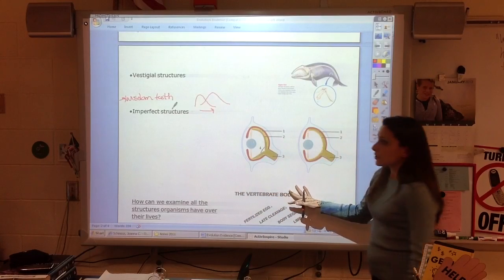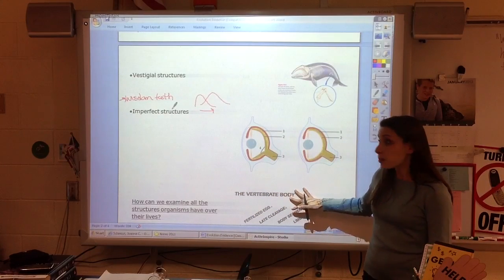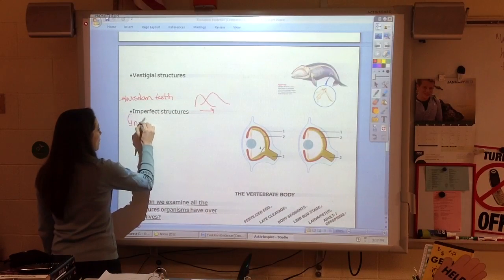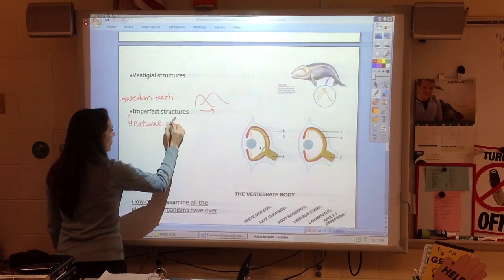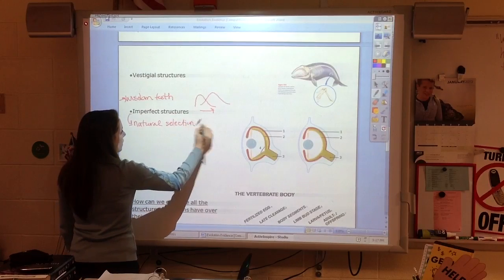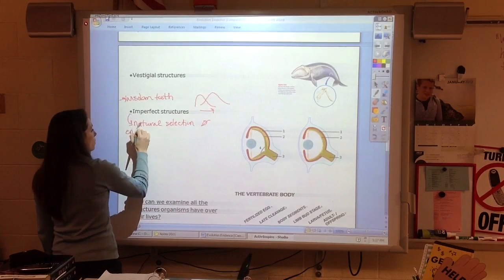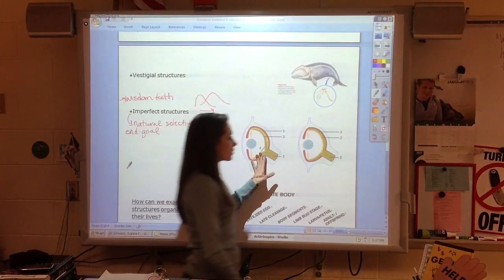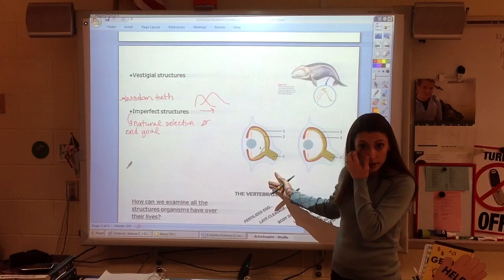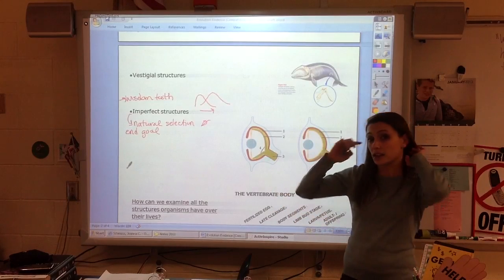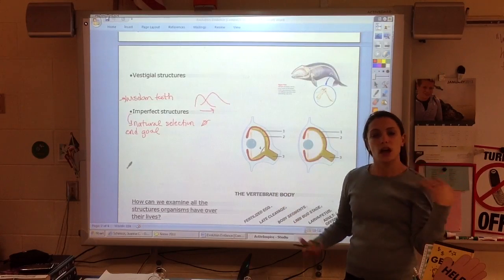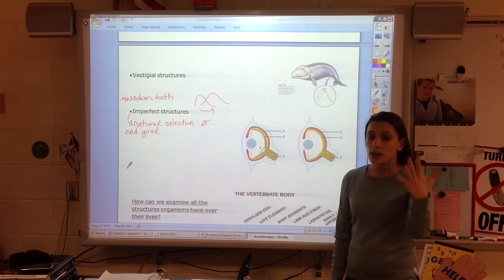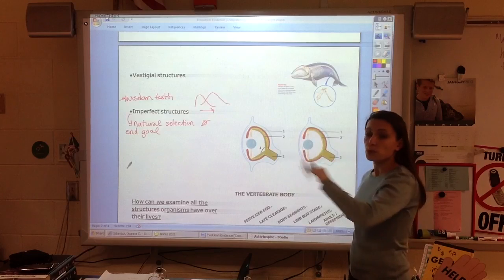The third type of structure that we have to pay attention to is the idea of the imperfect structure. And this really resides in the fact that natural selection has no end goal. And so one thing that we can look at is the vertebrate eye, the idea of how did an eye evolve. And if you go back and you look at lots of different organisms, you'll see even some single-celled organisms that have a protein that absorbs light and that helps them move towards the light.